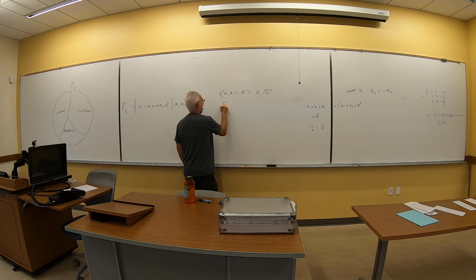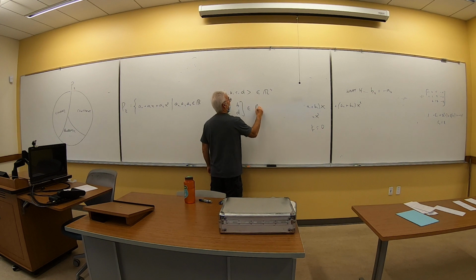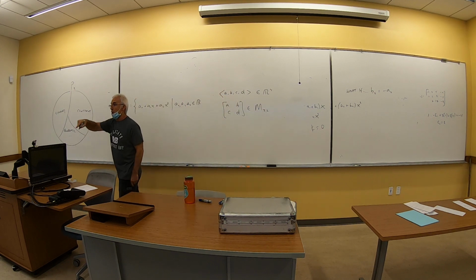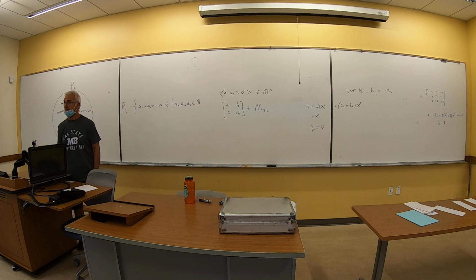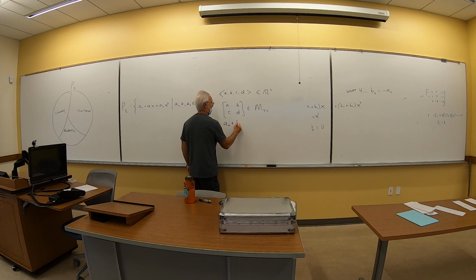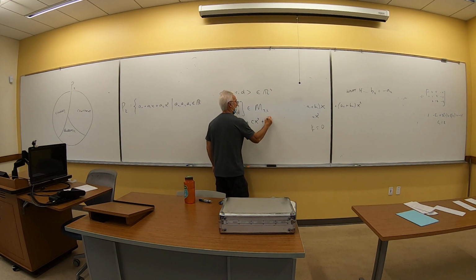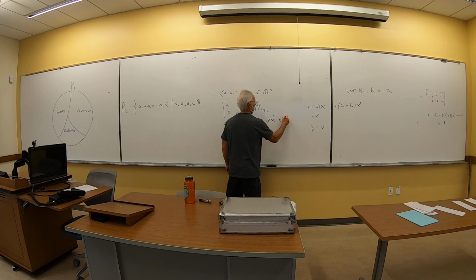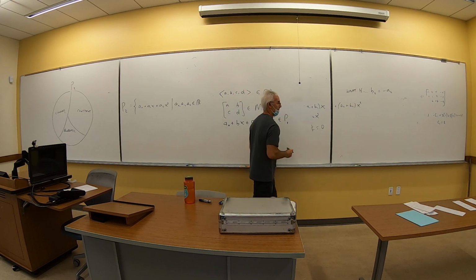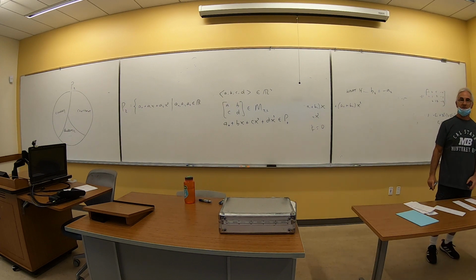I want you to consider all matrices of the form a, b, c, d. This is an element of M2,2. I'm giving you row, column. I want you to consider all polynomials of the form... these vector spaces are isomorphic.